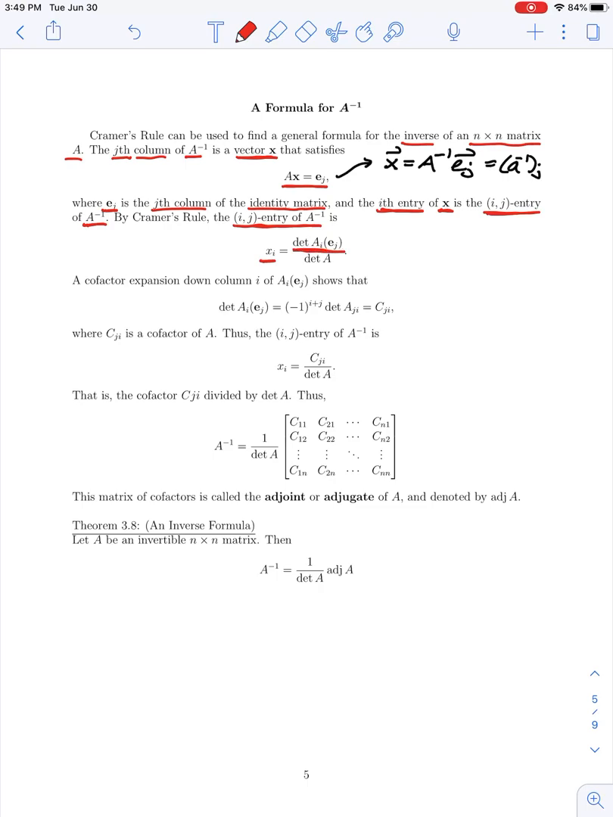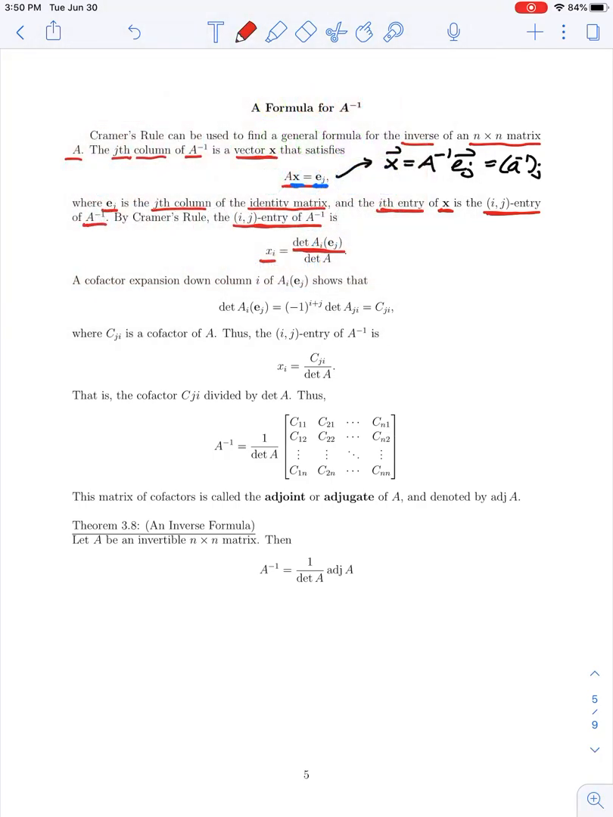So recall from Cramer's rule, the ith component of this solution vector x would be given by the ratio of the determinant of our matrix A with the ith column replaced by whatever vector is on the right-hand side, in this case E sub j, divided by the determinant of the coefficient matrix A, which is non-zero as long as A is invertible.